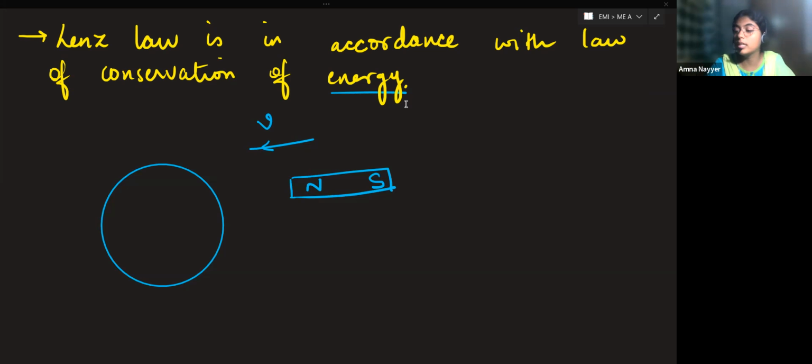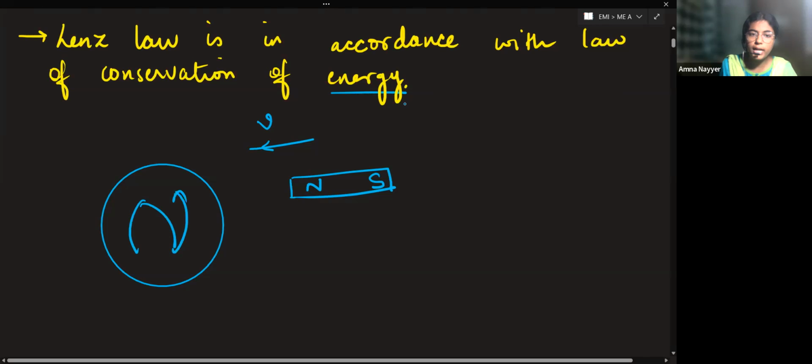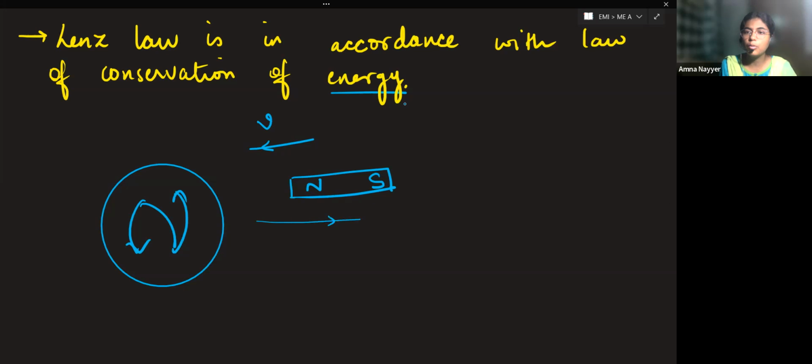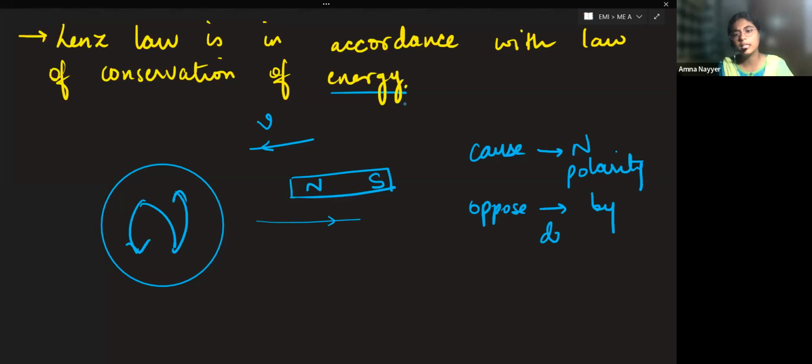That is the purpose of Lenz's law. You have to oppose the cause that is producing it. So if the north pole is coming toward you, the coil develops north polarity so that it opposes it. What's the cause here? The cause is the north polarity. And how to oppose it? By developing north polarity.